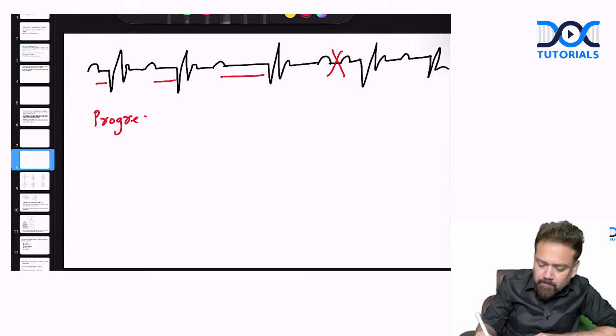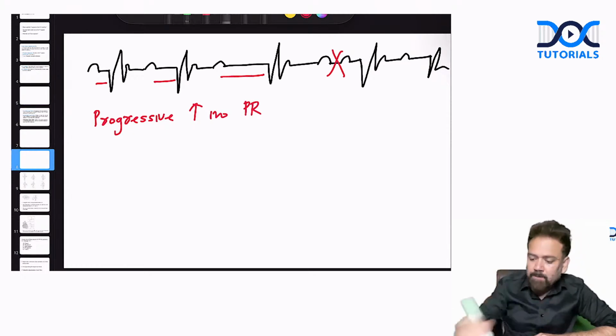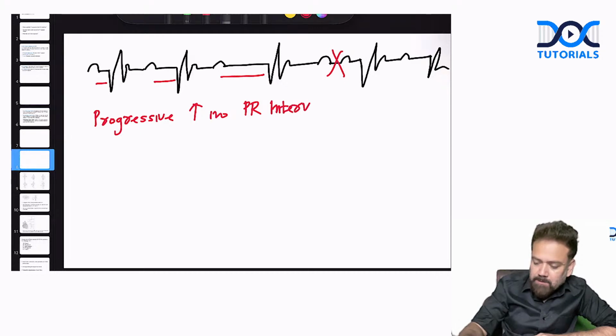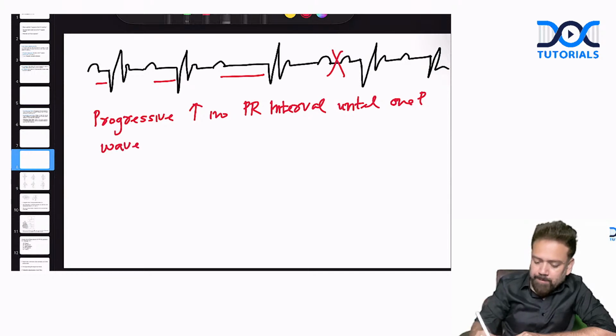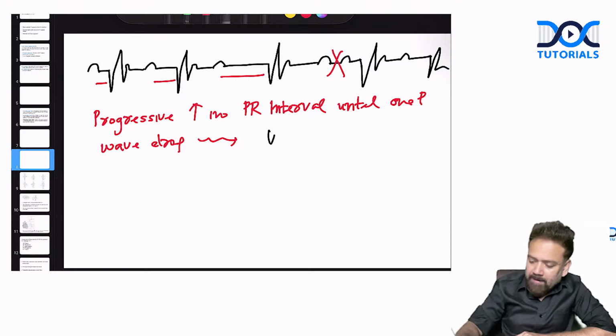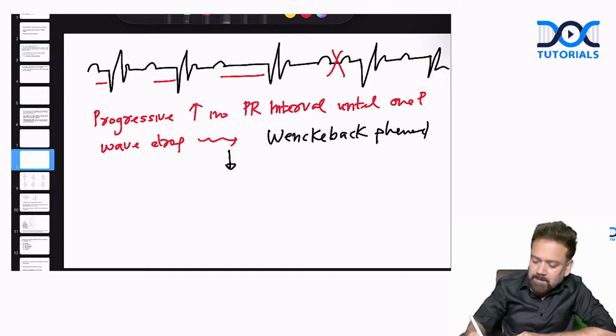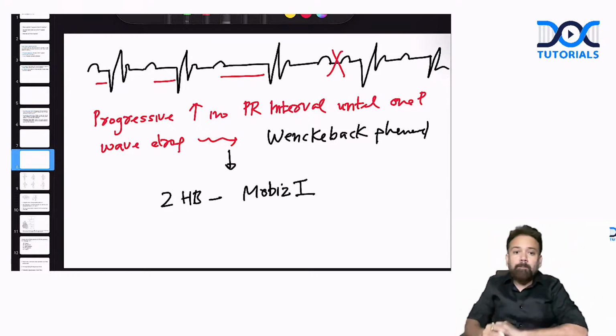When there is progressive increase in PR interval until one P wave drops, it is called simply Wenckebach phenomenon. And this is characteristic of second degree heart block Mobitz 1. I have told you there are two types of second degree heart block, Mobitz 1 and Mobitz 2. This is Mobitz 1.